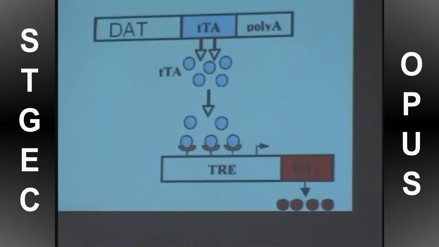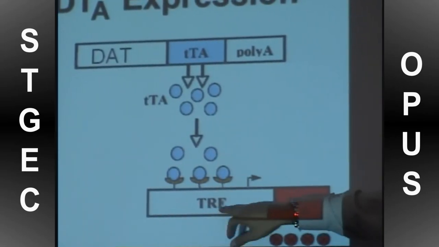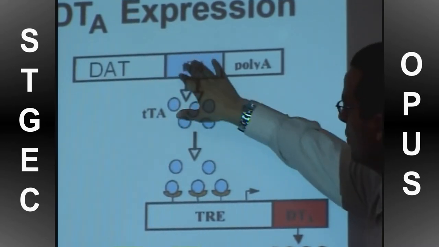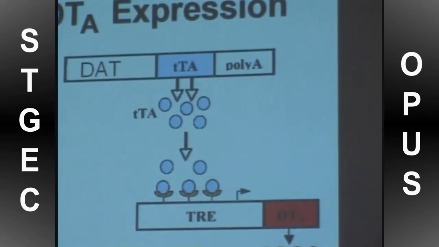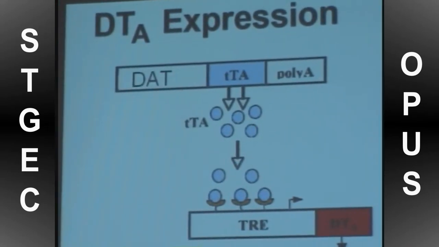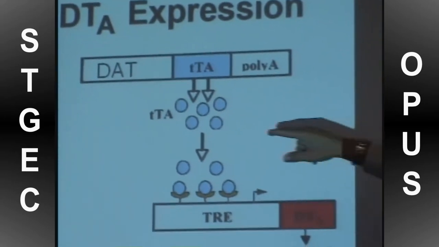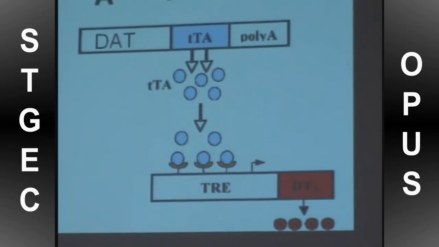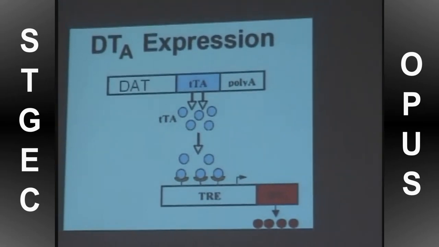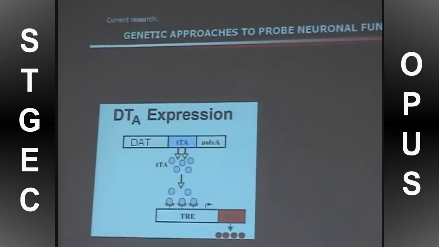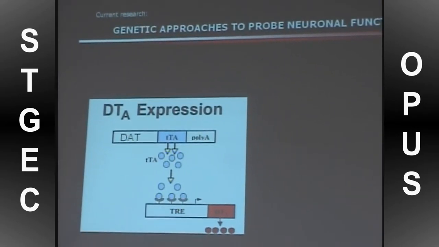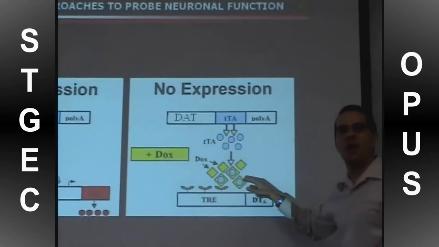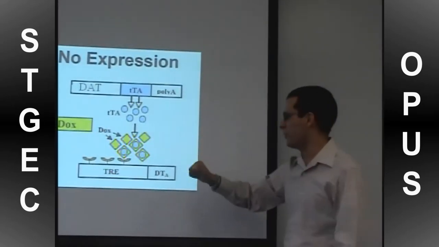Again, the TRE promoter is only expressed in the presence of the transactivator. So we put the transactivator under the control of the dopamine transporter promoter. So only dopaminergic neurons will express the transactivator, and so only dopaminergic neurons will be killed. And again, this is without any lesion of surrounding areas, without any intrusion into the brain or anything like that. Again, we can decide to turn on and off the expression of the transactivator by adding and removing doxycycline from the food or from the water.